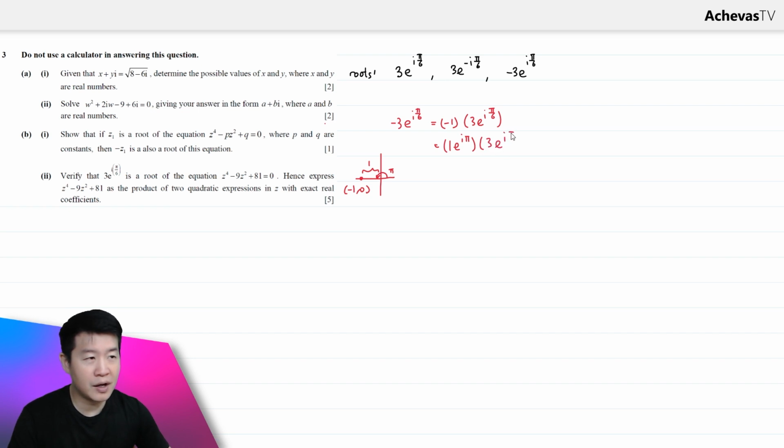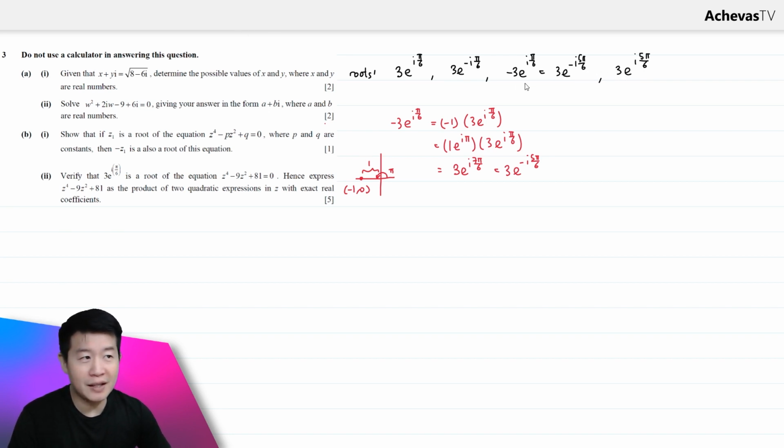Then 3e to the power of i pi over 6. 1 times 3 gives me 3. e to the power of i, by applying the same thing as indices, it is going to be pi plus pi over 6, which gives me 7 pi over 6. And I can rewrite this as 3e to the power of minus i 5 pi over 6. Which means that now I'm going to see this root as 3e to the power of minus i 5 pi over 6. This is going to be my third root. And then my fourth root will be 3e to the power of positive i 5 pi over 6. They are conjugates of each other.